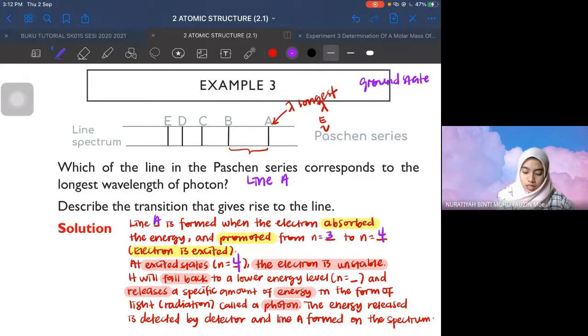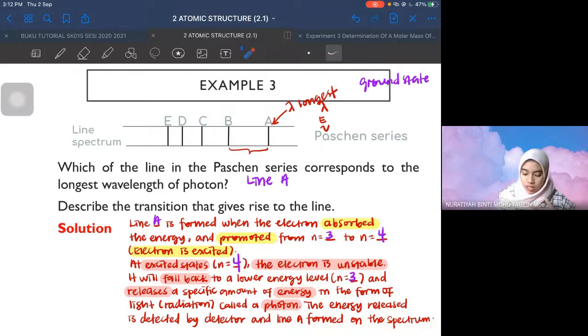Okay, and then the electron is unstable. So when the electron is unstable, it will fall back, okay, turun bawah to a lower energy level. So for Paschen, it will fall to energy level n equals to 3. Okay, so it will fall to energy level n equals to 3 and release a specific amount of energy in the form of light radiation called photon. So the energy release is detected by a detector and a line A is formed on the spectrum.